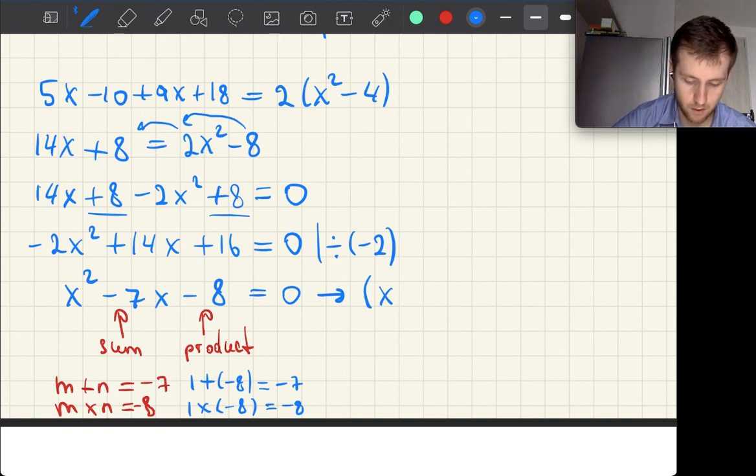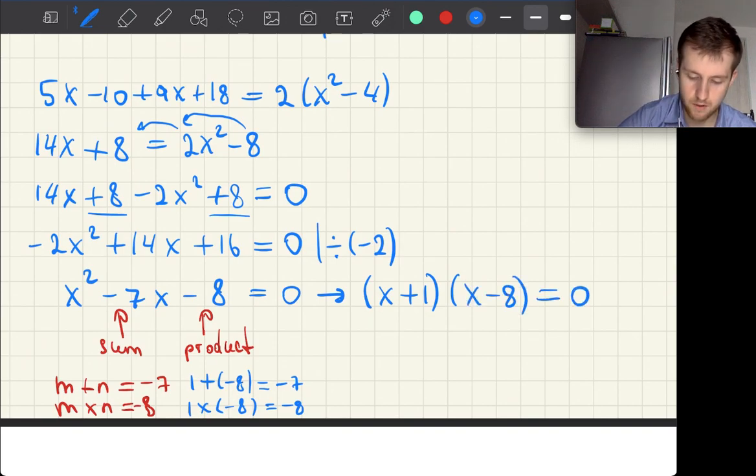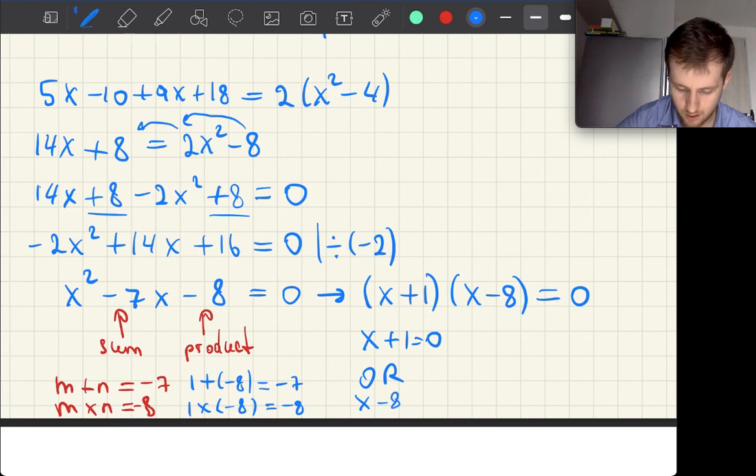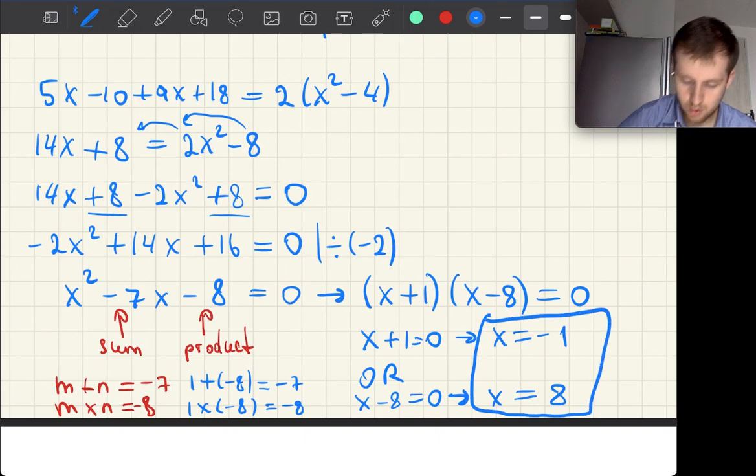We're gonna have x plus 1 times x minus 8 equals 0, and now finally we solve it. So x plus 1 equals 0, or x minus 8 equals 0, which brings us to x equals minus 1, or x equals 8. These are our two solutions for this equation.